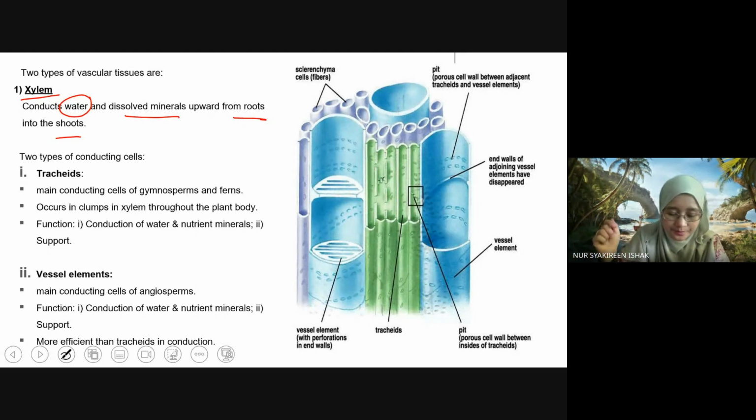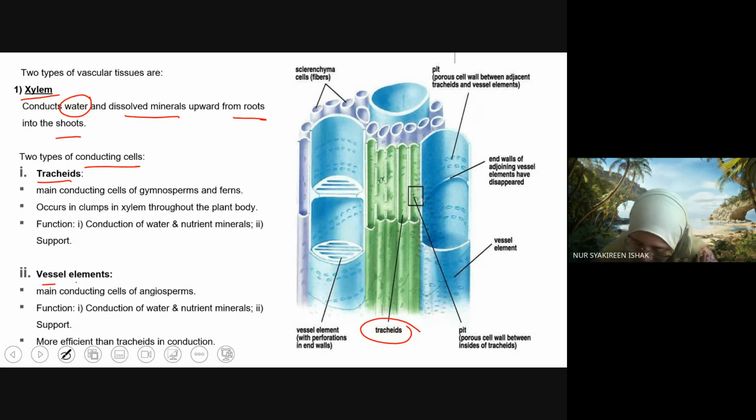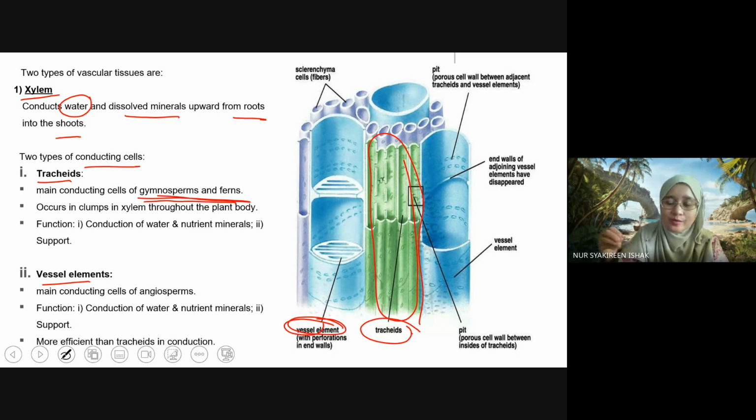Okay, so then two types of conducting cells for the xylem. If we look at this diagram, the xylem has two types of conducting cell. We have the tracheids here, and also the vessel element. Vessel element is here. The tracheids are the green ones. And then we have also the vessel elements. So the tracheids are the main conducting cells of gymnosperms and also ferns. So in plants like ferns, they have a lot of tracheids.